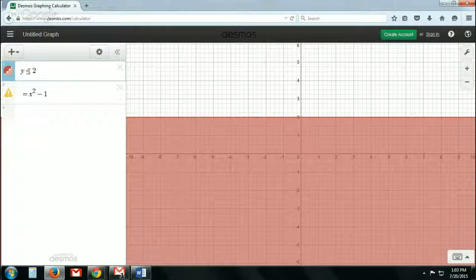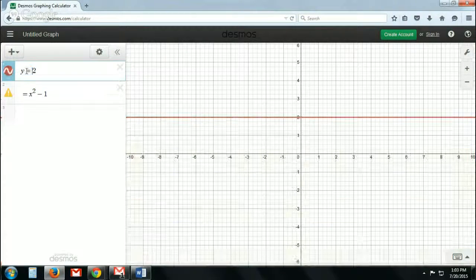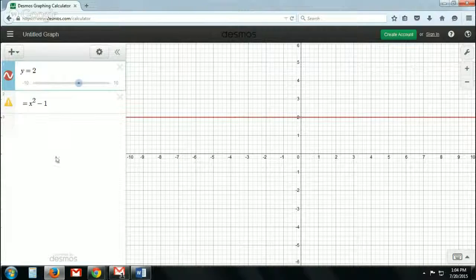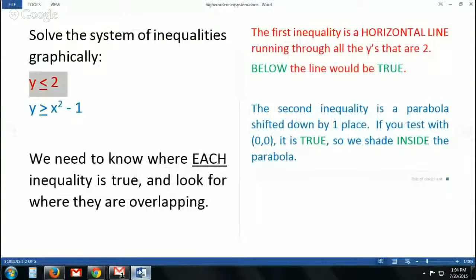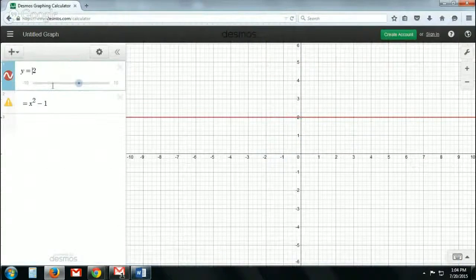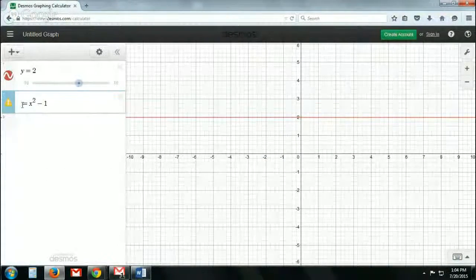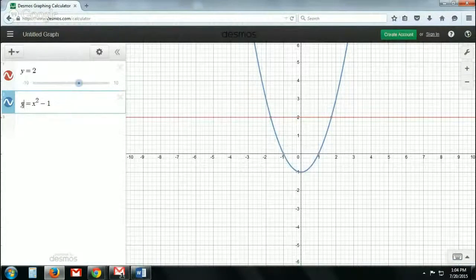Now I'm going to change it back to equals so that it is easier for us to see what takes place with the second inequality. On the second inequality, y greater than or equal to x squared minus 1, that square makes this a parabola, and the parabola has been shifted down by 1 place. So now first, let's graph just y equals x squared minus 1. There's the parabola. You can see that everybody has been shifted down by 1 place.